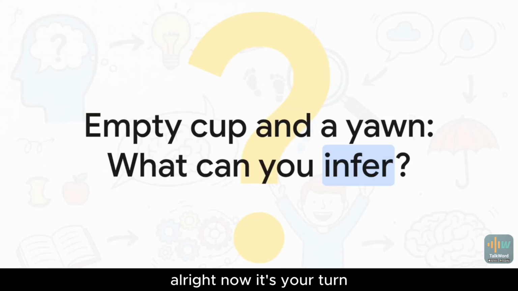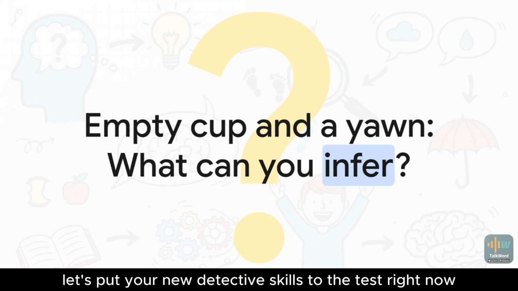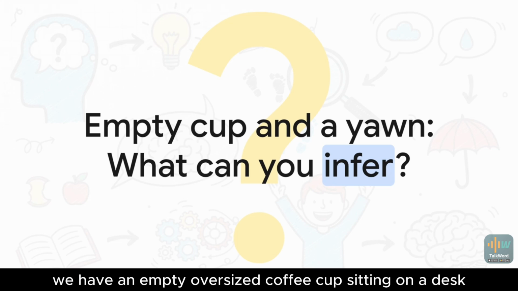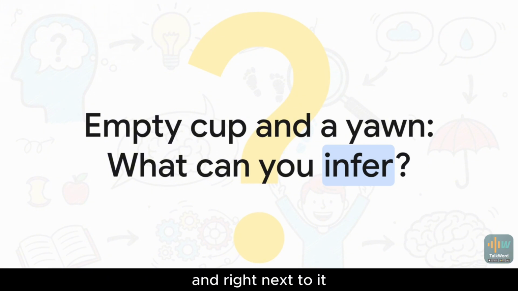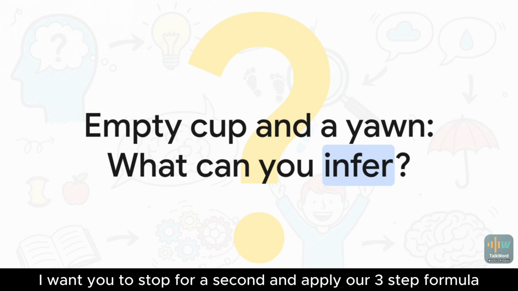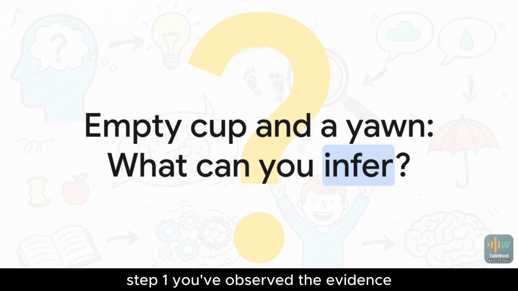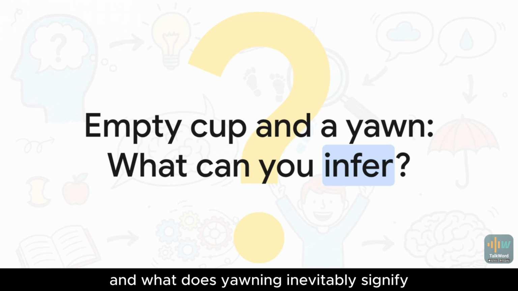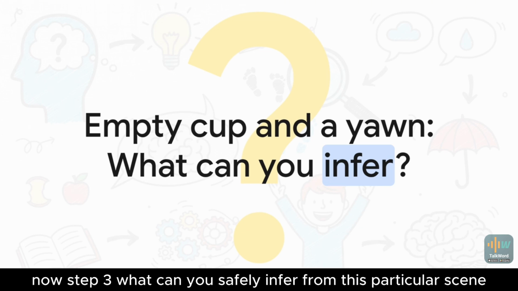All right, now it's your turn. Let's put your new detective skills to the test right now. Consider these clues for a second. We have an empty, oversized coffee cup sitting on a desk, and right next to it, a student who is heavily yawning and rubbing their eyes. I want you to stop for a second and apply our three-step formula. Step 1, you've observed the evidence, the empty coffee cup, the big yawn. Step 2, apply your logic. I mean, what do people usually use a massive amount of coffee for, and what does yawning inevitably signify? Now, step 3, what can you safely infer from this particular scene?